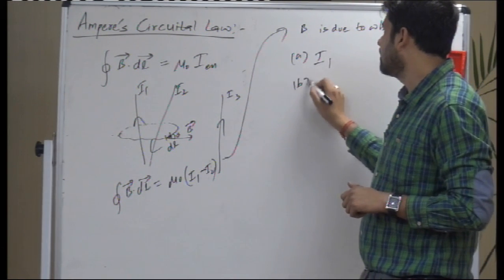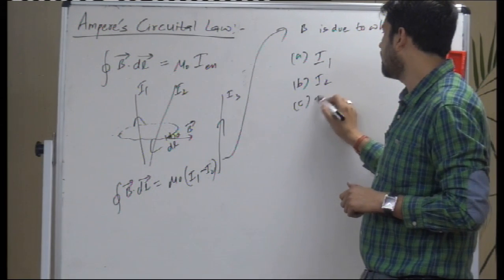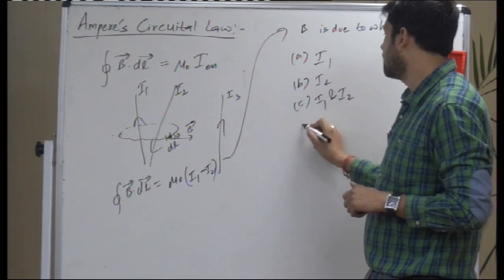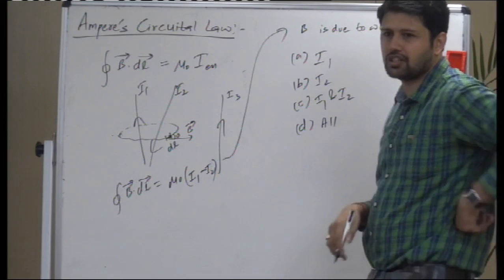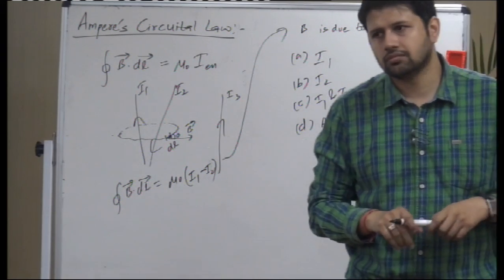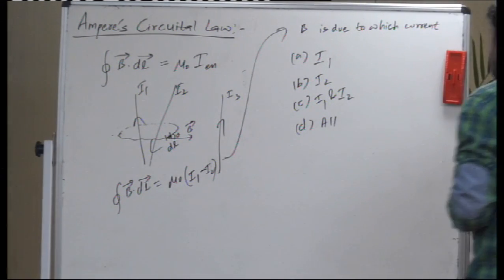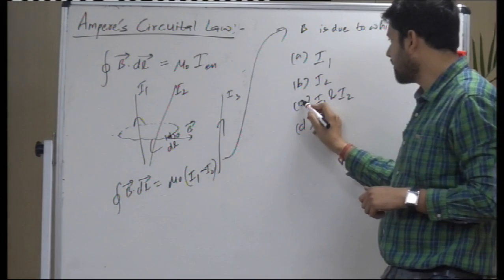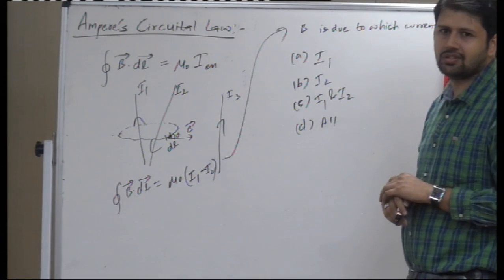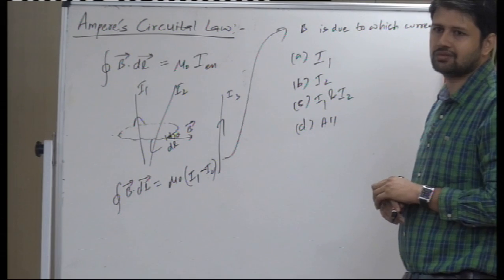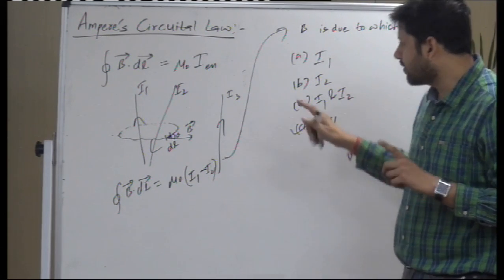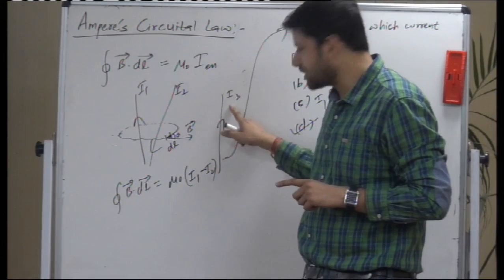I1, I2, I1 and I2, or all? What do you think? All or I1 plus I2? I1 and I2? All. The field here would be because of this as well.